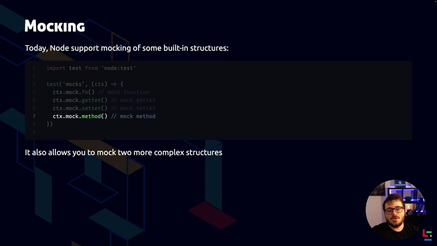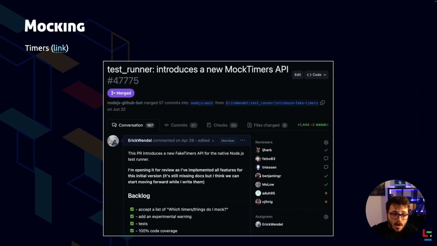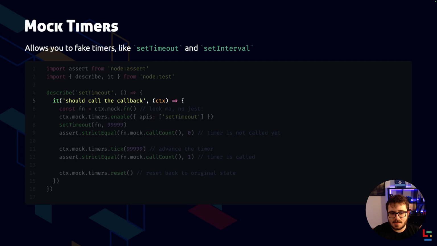So the two more complex structures that I want to show you is, one, timers. This has been added by a very good friend of mine, Eric. I don't know if you know them, but he added this mock timers API to the test runner. The idea of the mock timers is to mock things like setTimeout and setInterval, or setImmediate, things like this. So for instance, what we need to do, like we're importing things from Node.js, describe, it and stuff like this. Then we call the callback here. We just created a function, just Node.js.